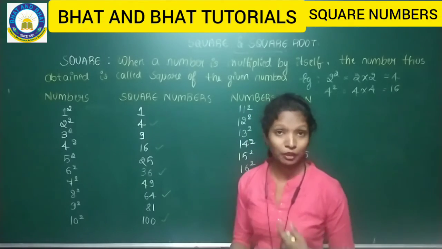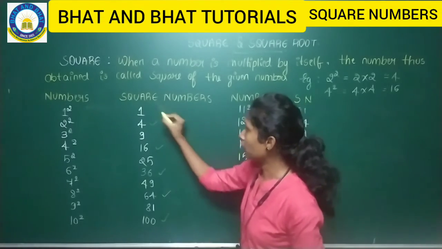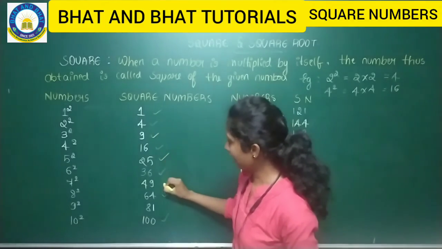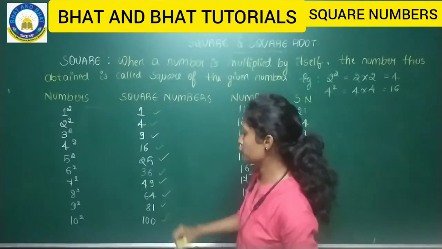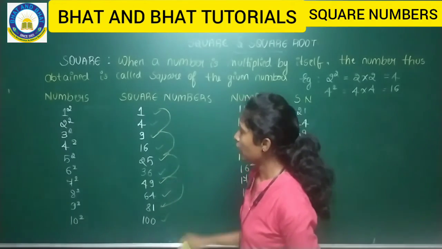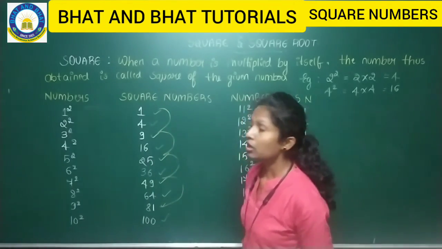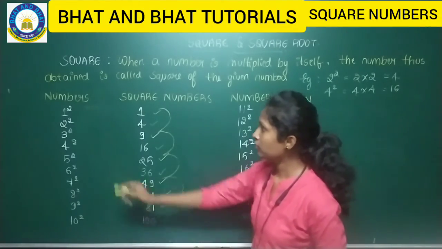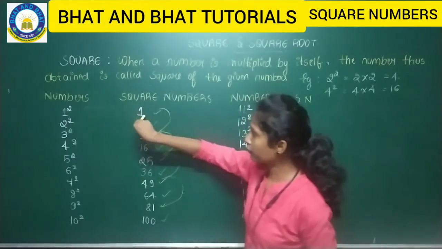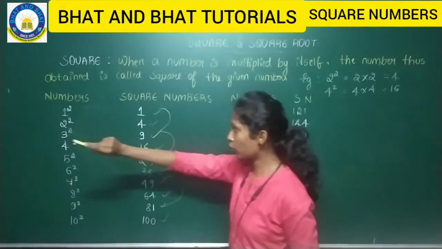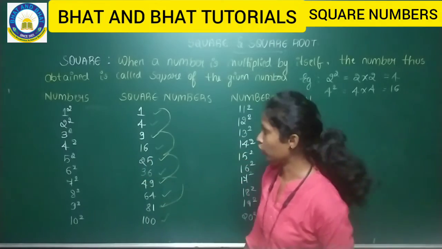So ma'am, what about the odd numbers then? See here, odd numbers 1, 3, 5, 7 and 9. So these are the odd numbers, correct? And these are the even numbers. The square of an odd number will always be odd. How? See here, 1 one is 1, 3 threes are 9. 3 is an odd number, 9 is also an odd number.